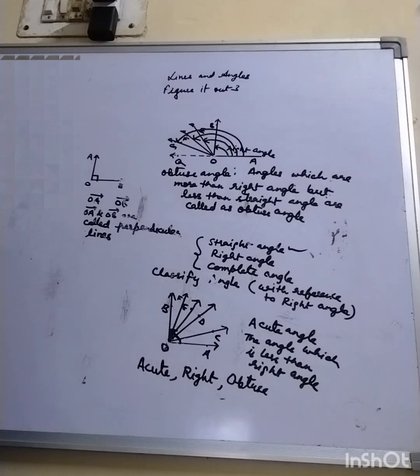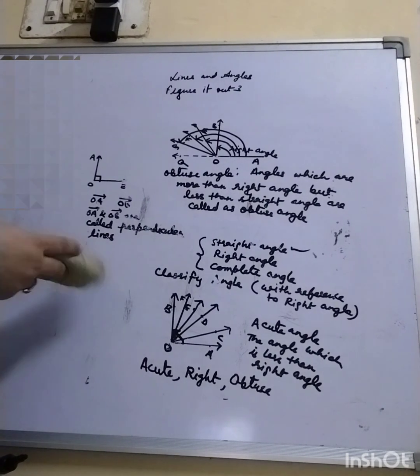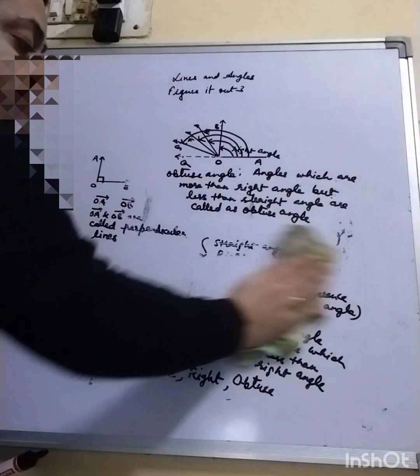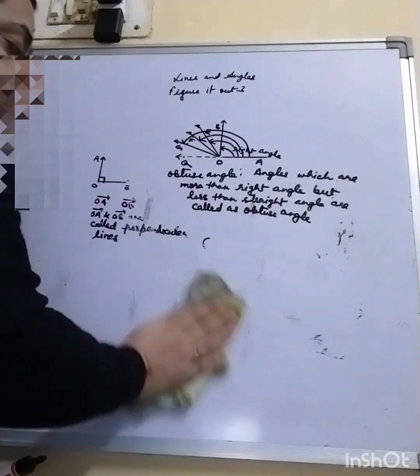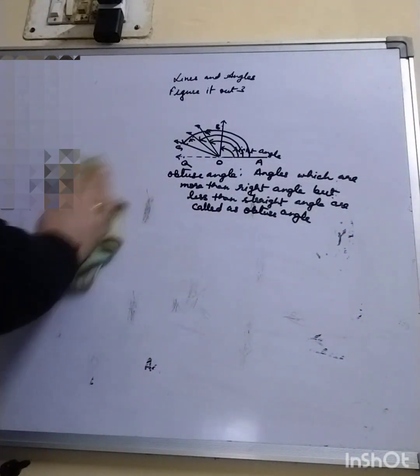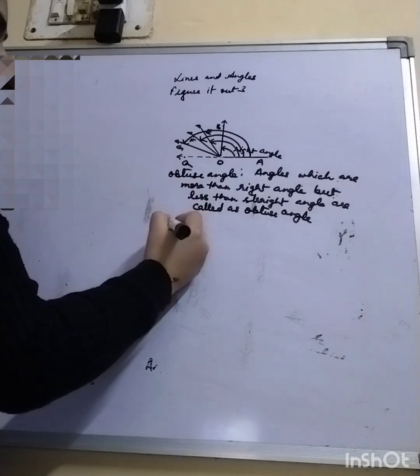So now we do the figure it out. Identify acute, right, obtuse and straight angles in the previous figure. So our next figure it out starts. So I hope you have understood up till now. So figure it out number 4.